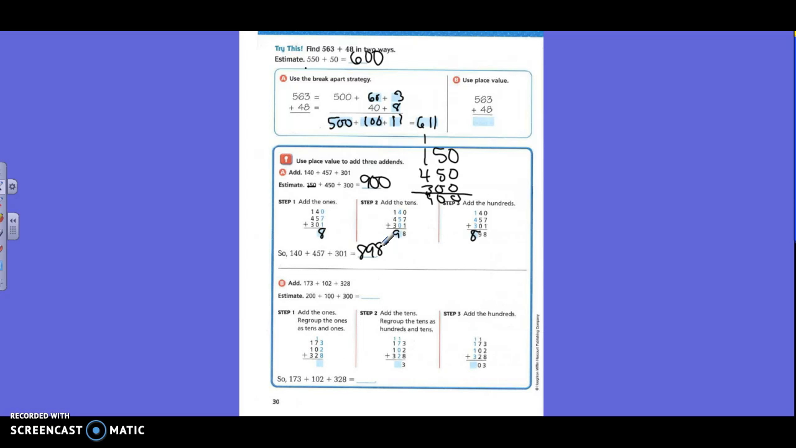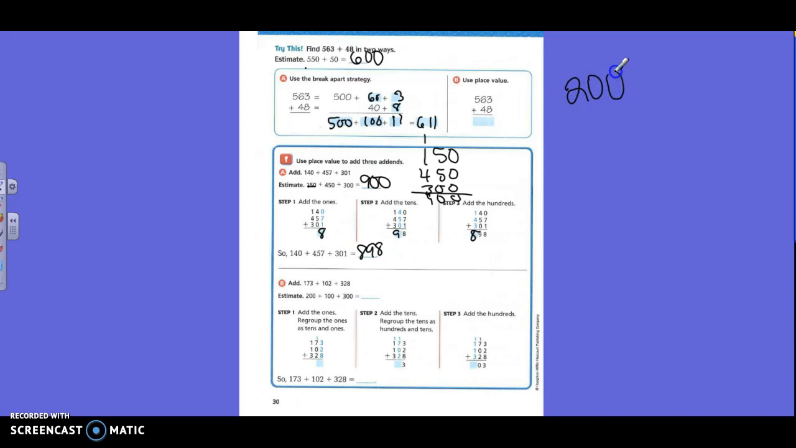Now let's do B. Add 173, 102, and 328. First, we have to estimate. So, to the nearest 100. What does 173 round to, the nearest 100? What would that round to? Everybody?